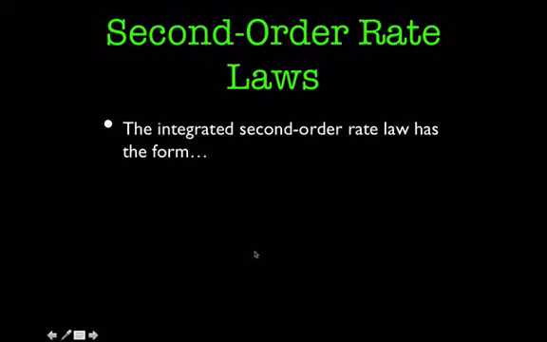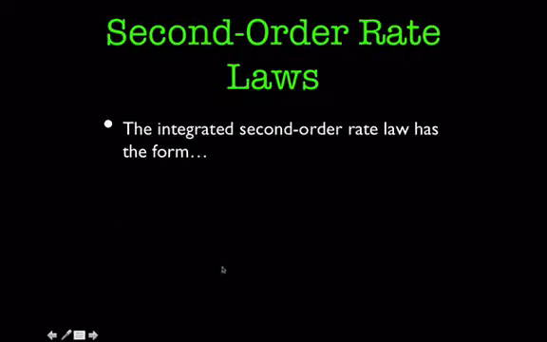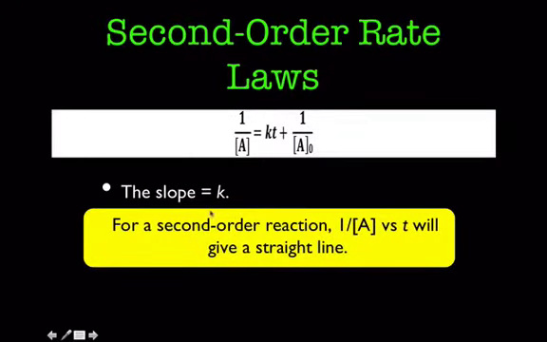So the integrated second order rate law looks like this. We have 1 over the concentration of A equals kt plus 1 over the original concentration of A. So that's your second order rate law form. It looks different because we're not using natural log this time. And here it is. The slope is equal to k this time, because this is still written in y equals mx plus b form.